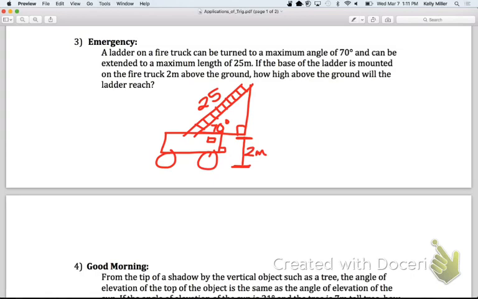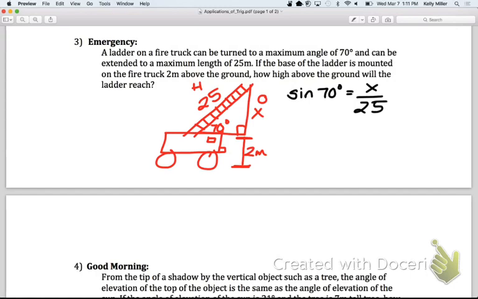Where's my X going to go? The altitude. Opposite leg or the adjacent leg? The opposite leg, good. So X is going to go there. So we've got opposite and a hypotenuse. So which trig function are we going to use? Sine. Sine, good. So the sine of 70 degrees is equal to X over 25.